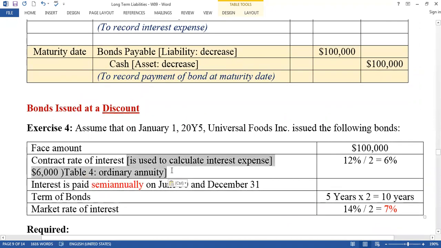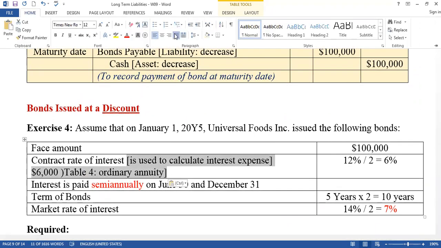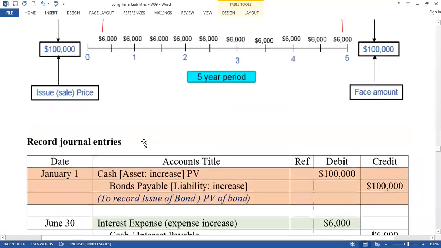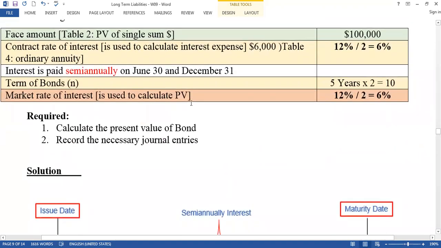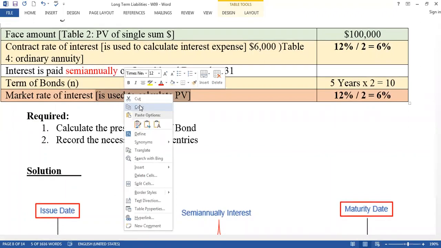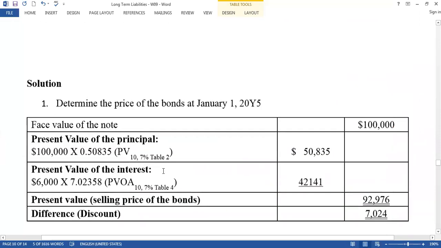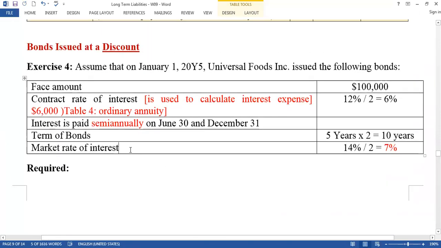So this amount is used for which purpose? This is used to calculate the interest expense, right? Interest expense. Yes. And this market rate is used to calculate the present value. Yes.